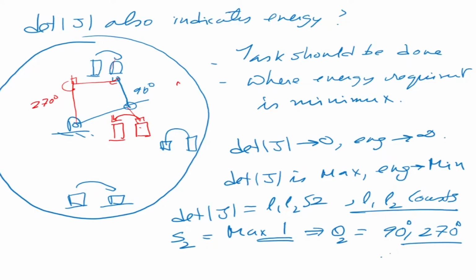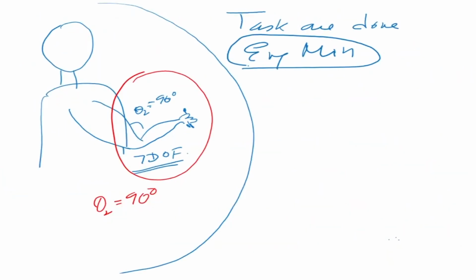So we have answered two questions. The first question was the singularity: when the determinant of J becomes equal to 0, it becomes a singular position. Then we looked at the other condition: where should you perform a task? You should perform it where the energy requirement is minimum, and the energy requirement is minimum when theta 2 becomes 90 or 270. Now these are two very important proofs.